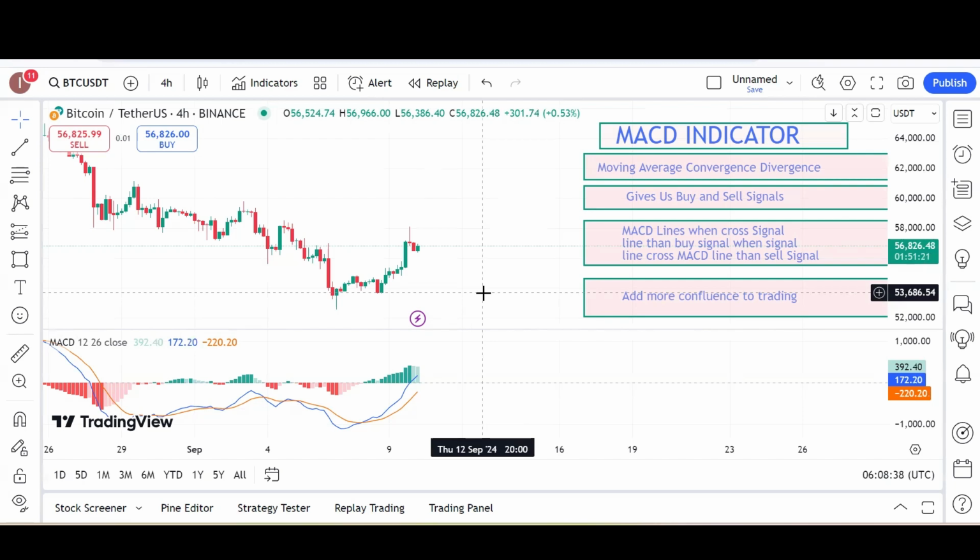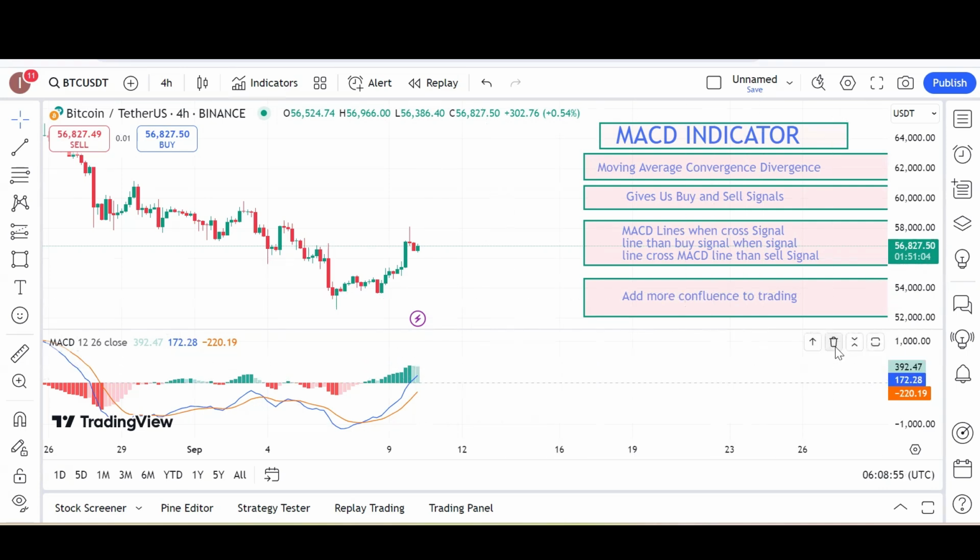Hello everyone. In the previous lecture we studied the RSI and its divergence and all its types. Today we'll study the MACD indicator. The MACD indicator, also known as moving average convergence divergence, gives us buy and sell signals.